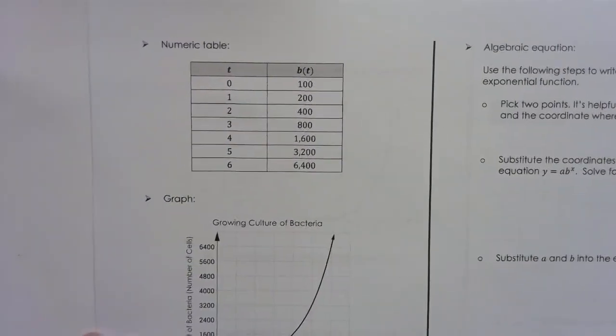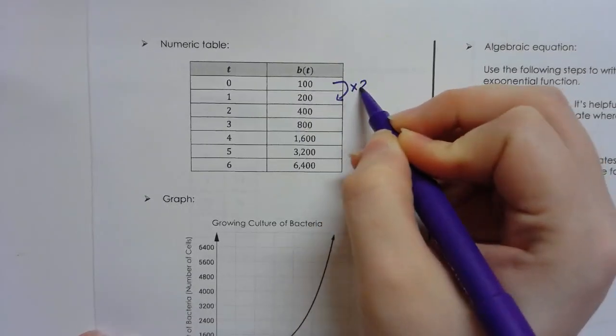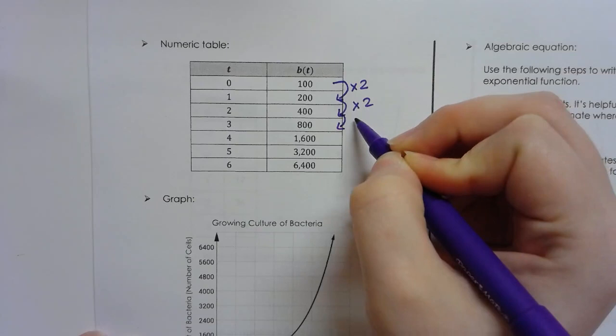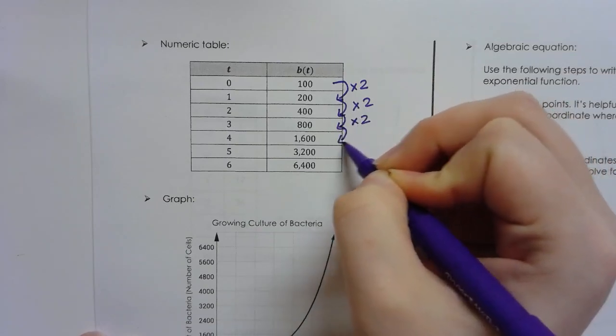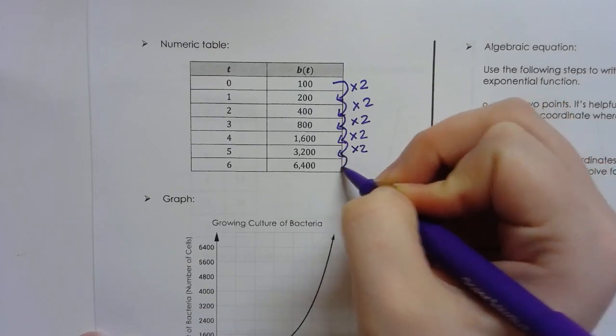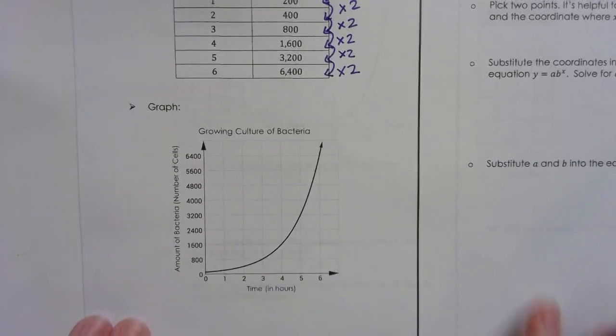So in a table, you would notice that by saying 100 to 200 is times 2, times 2. Here's that doubling that the verbal description was talking about. Every time it is doubling, or multiplying by 2. And in a graph, an exponential function looks like this.